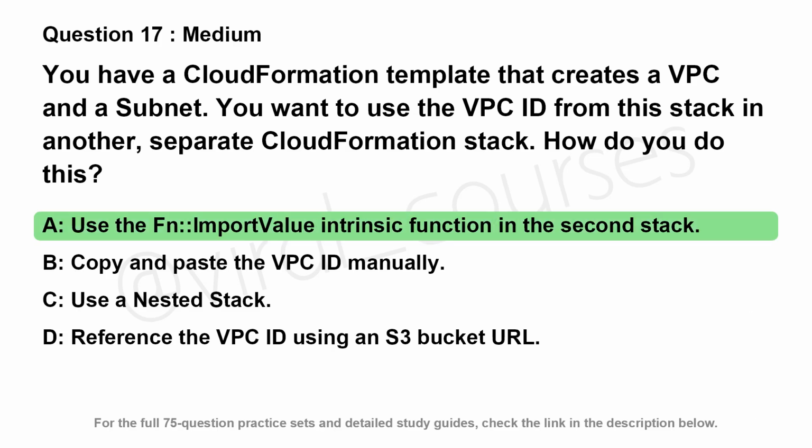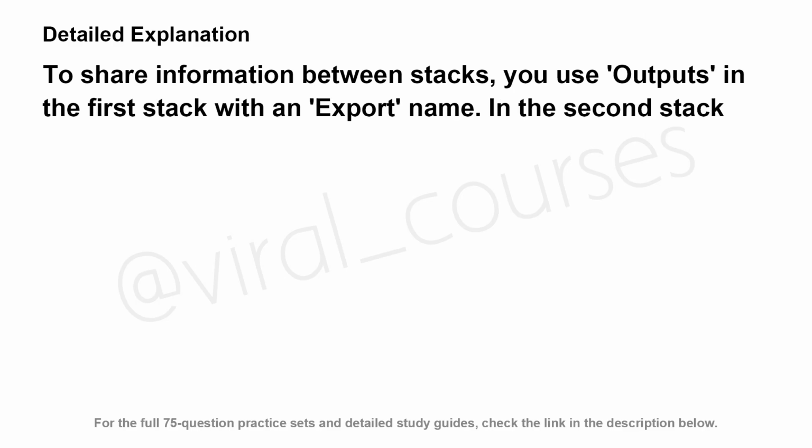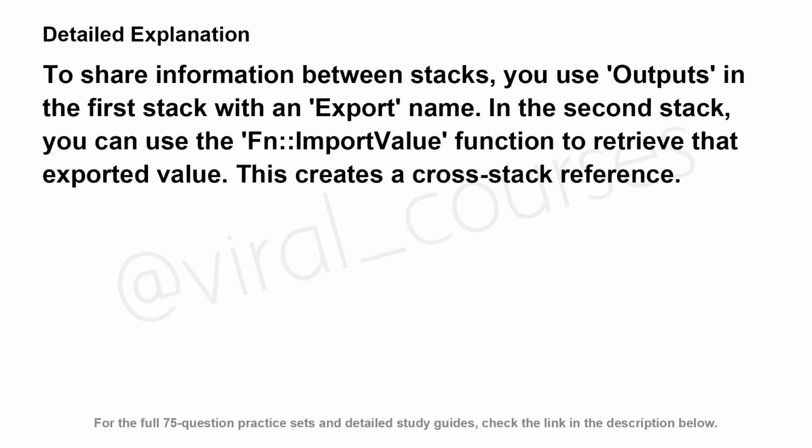The correct answer is A. To share information between stacks, you use outputs in the first stack with an export name. In the second stack, you can use the Fn::ImportValue function to retrieve that exported value. This creates a cross-stack reference.